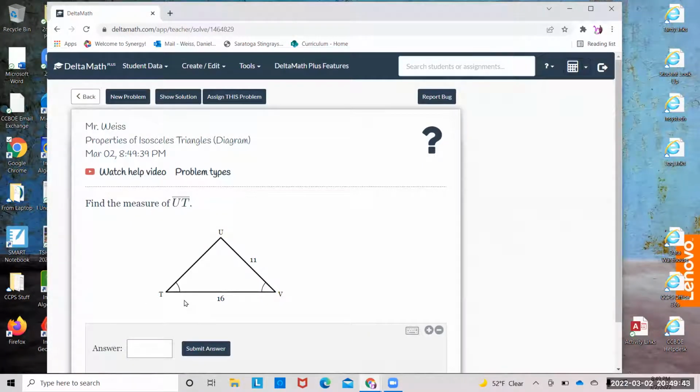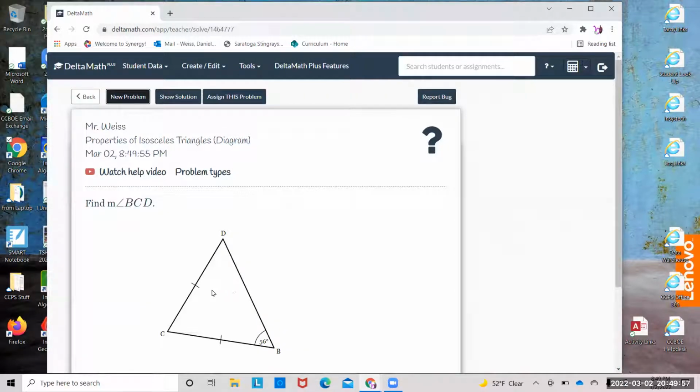Here, if these two angles are equal, then these two sides are equal. So what's UT? 11. If this is 11, this is 11. Okay. If these two sides are equal, these two angles are equal. If this is 56, this is 56. But it says what's BCD? So you got to find this angle. So you take 56 plus 56, which is 112, and you got to subtract from 180 because the three angles add up to 180. So 180 minus 112 gives you your answer.